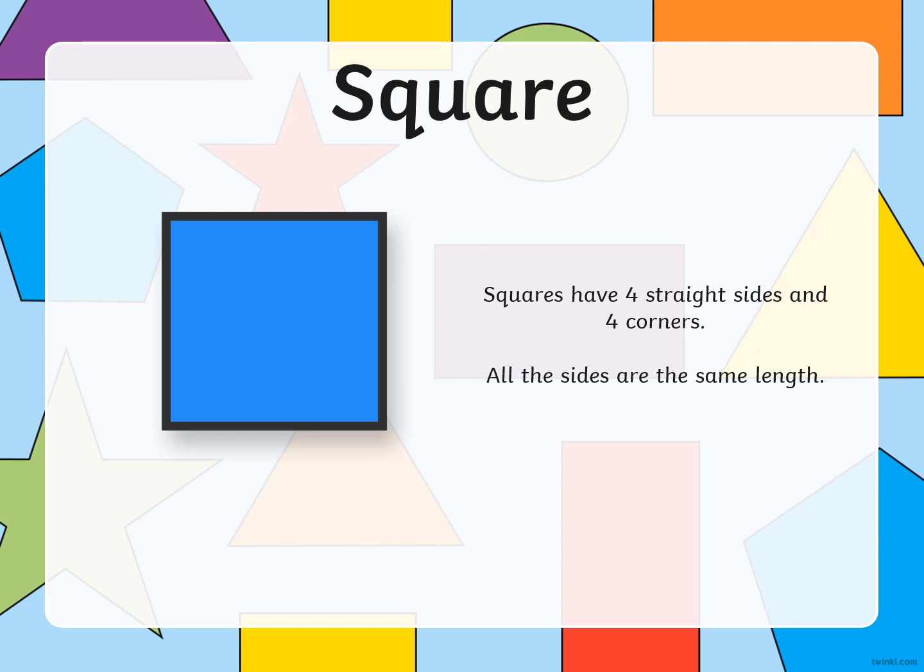Can you point to the 4 corners? I'm going to show you where the 4 corners are now. Right, here's one corner, because look, 2 sides are meeting. There's a second corner, because 2 sides are meeting. A third corner, and a fourth corner. It has 4 corners.